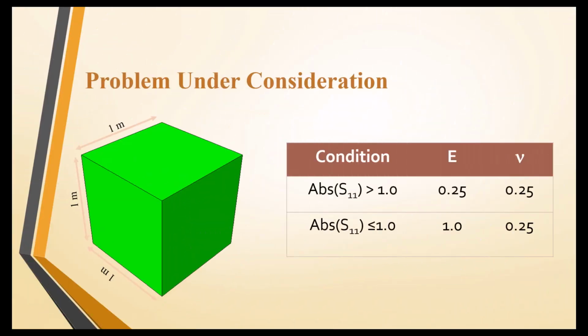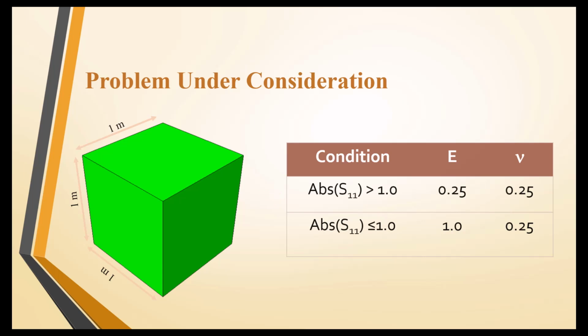As shown in the figure, a cube with dimensions of 1 meter is considered in this problem. The material properties assigned to the cube are provided in the table. According to the table, if the maximum stress in the x direction is less than 1, the elastic modulus is 1 Pascal. Otherwise, it decreases to 0.25 Pascal.